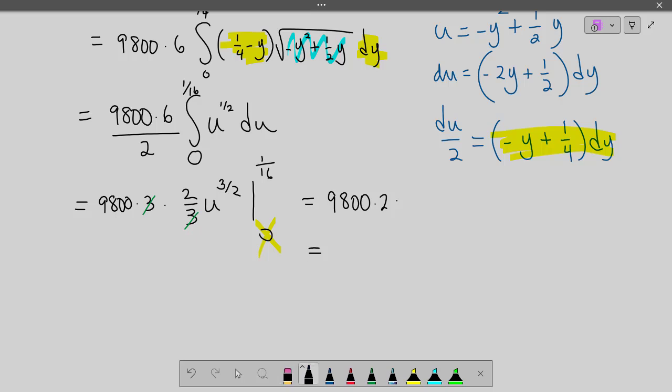So square root of 1/16 is 1/4. And then 1/4 cubed is 1/64. Does that look better? Yeah, that looks better. 4 times 4 is 16. Multiplied by 4 is 64. Yeah, there we go. Much better. So then 9,800 divided by 32, whatever that is. Joules.